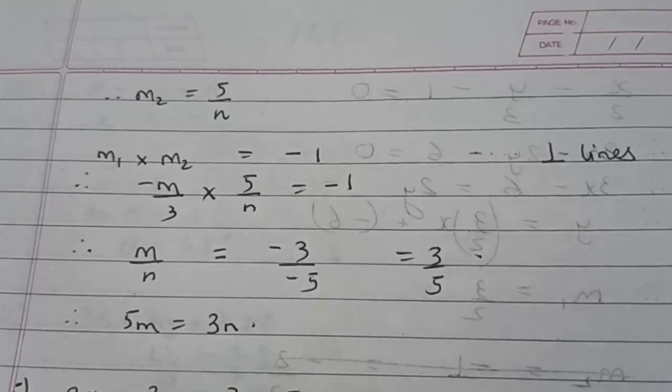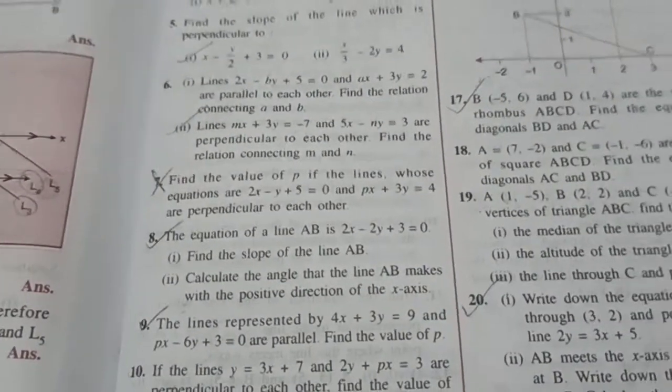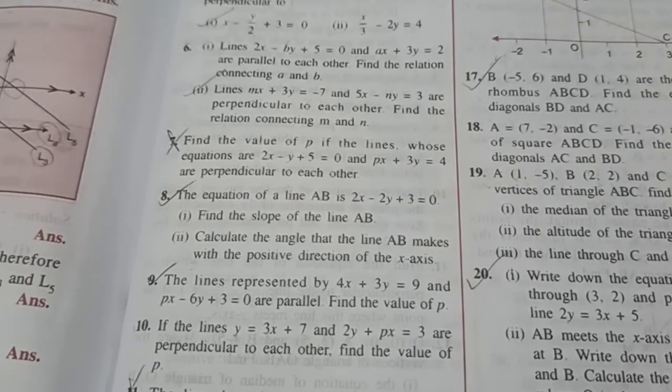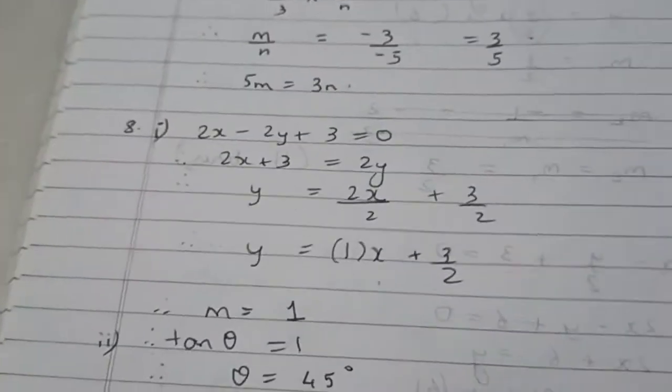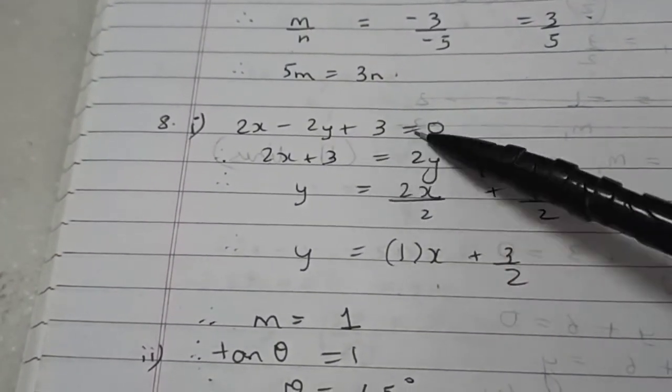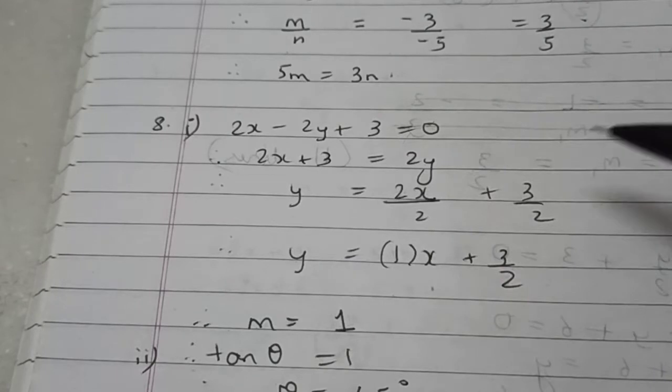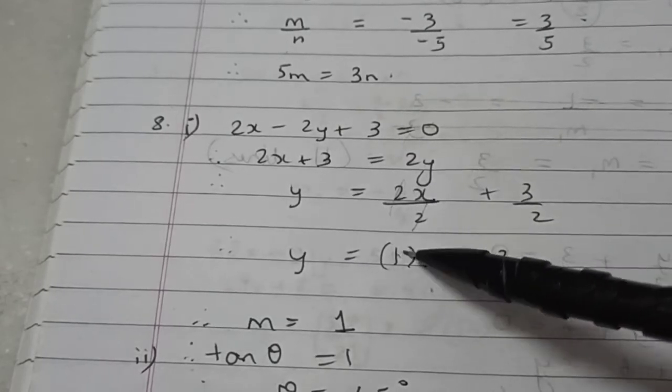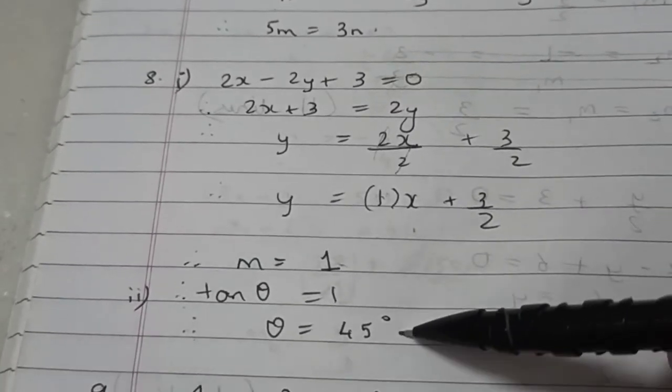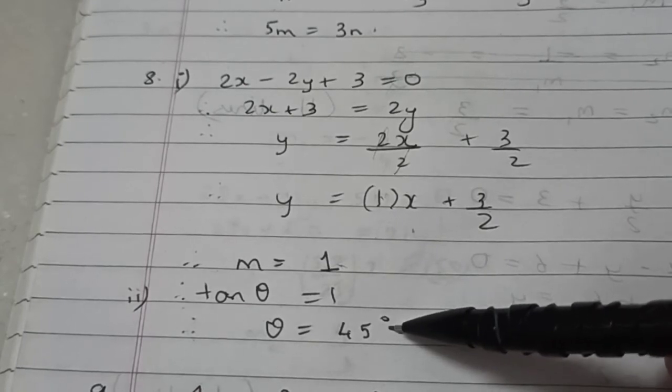Next, question 7 is cancelled. Let's read question 8. The equation of a line AB is this. Find the slope of AB. Oh, that's easy. We know how to find the slope. And they've also asked for the angle it will make with the positive direction of the x-axis. That is, they want the theta, the inclination. That's easy as well. We'll use tan theta formula. So rearrange the terms, get y alone, and 2 upon 2 cut. So 1 is the slope, and if 1 is the slope, then the angle of inclination is 45 degrees.